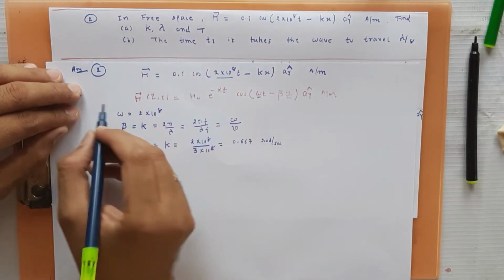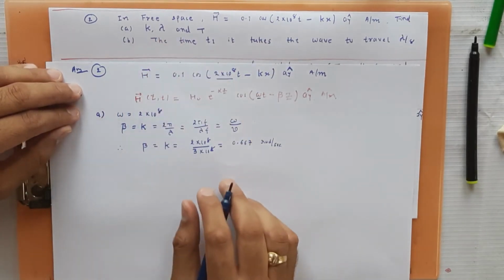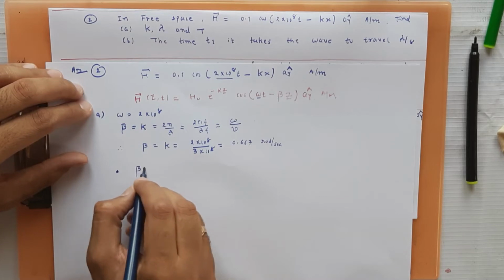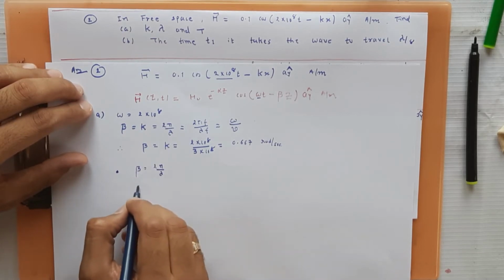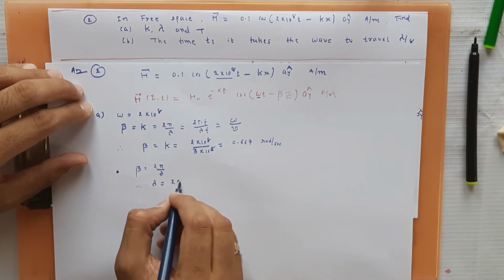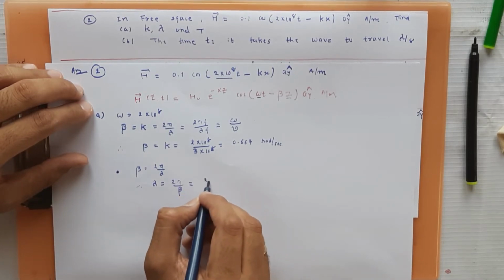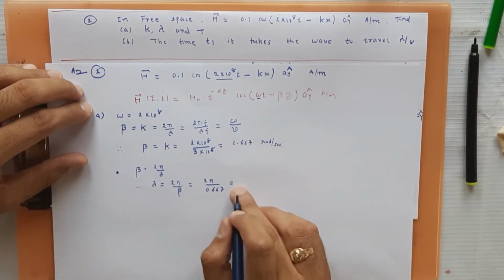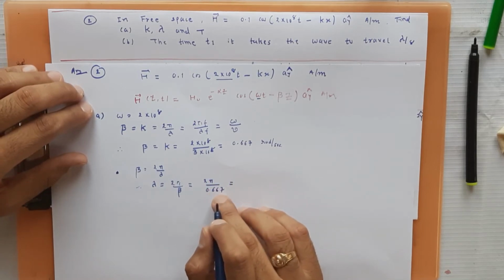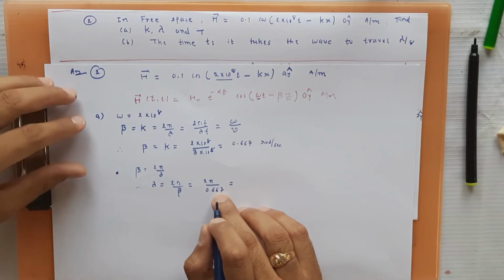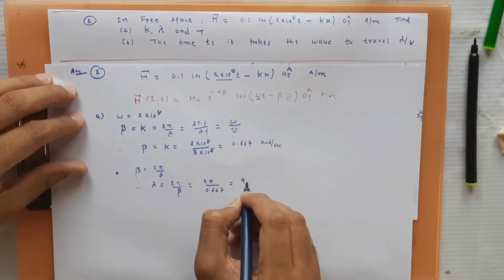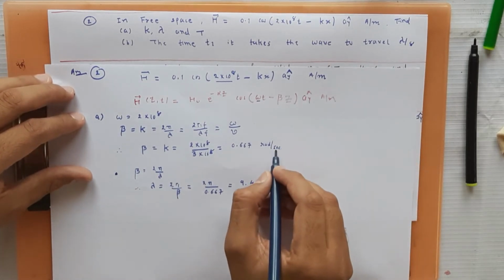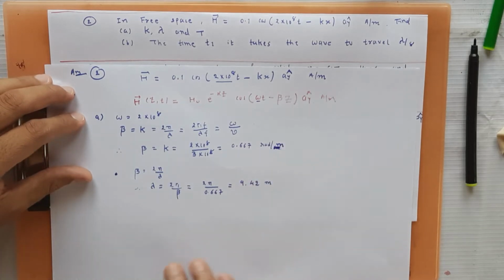Next is lambda, the wavelength. How can we measure the wavelength? It's very easy. Again we use the same equation: beta is equal to 2π by lambda. So lambda is equal to 2π by beta, and beta we have already found out: 0.667. So it is 2π by 0.667, so lambda is 9.42 meter. Actually, the unit of beta is not radian per second, it's radian per meter. Clear? So this is a meter.